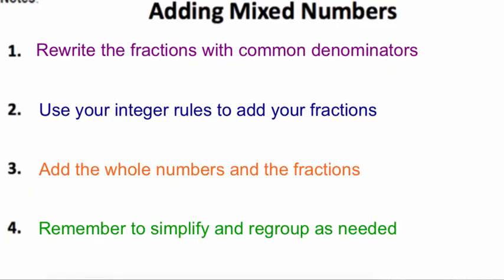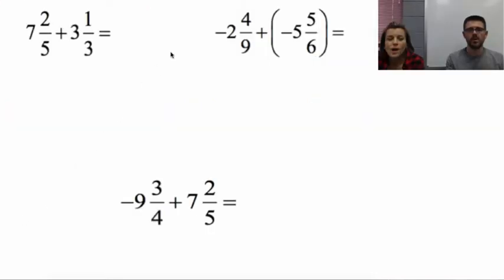All right, next is adding mixed numbers. So a lot of the rules are going to be the same with the exception of number 3. Rewrite them with common denominators. Use your integer rules to decide how you're going to add or subtract the parts. But then remember to do both the whole number and the fraction parts in the problem. And then remember to simplify and regroup if needed. Wow, that was a mouthful.